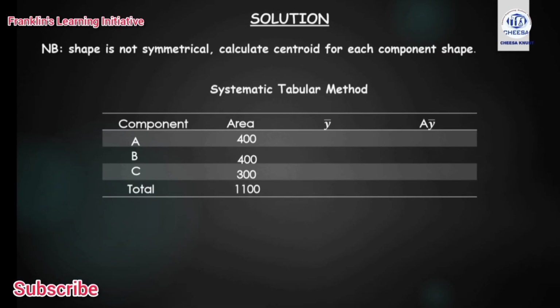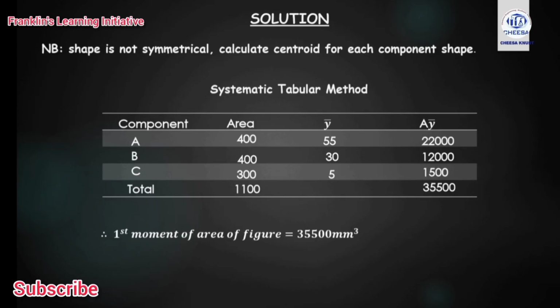So we fill our table with the values we had for A. The centroid of A was 55 mm, that of B was 30 mm, and the C was 5 mm. We find the first moment of area for each component by multiplying its area by its centroid. So for component A, 400 multiplied by 55 gives us 22,000. For component B, 400 multiplied by 30 gives us 12,000. And for component C, 300 multiplied by 5 gives us 1,500. So we get the total first moment of area to be 35,500.